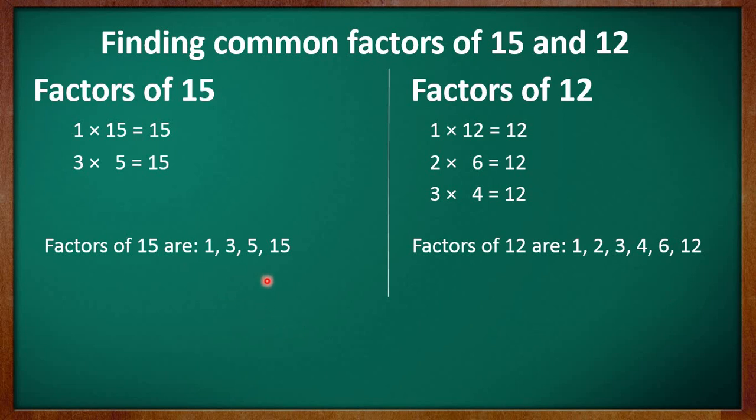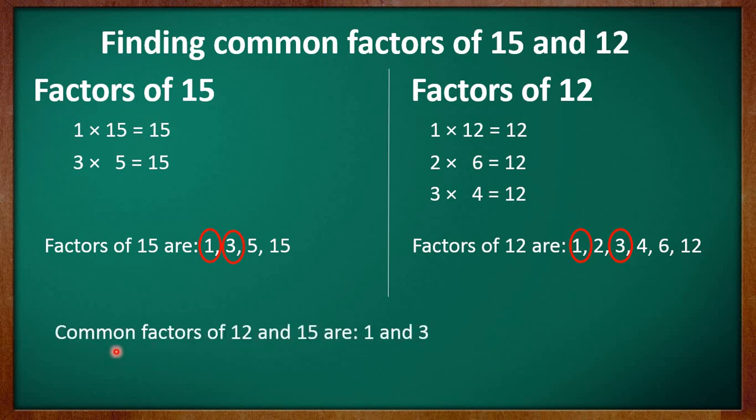Kids, now we have written the factors of both the numbers, that is 15 as well as 12. Now observe these factors very carefully and look for the numbers which are appearing as the factors of both the numbers. That means which are appearing as the factors of 15 as well as 12. On our observation, we may see that 1 is occurring as a factor of both the numbers. Also, number 3 is appearing as a factor of both the numbers. So, you may encircle these two numbers. We may say that the common factors of 12 and 15 are 1 and 3.